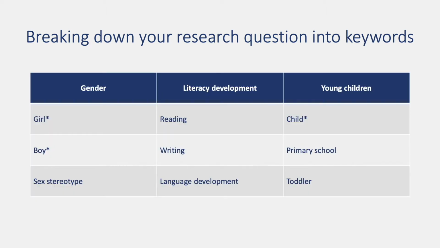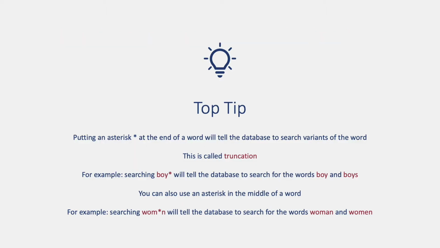So here's what I came up with. Obviously, this list is not exhaustive. You can spend as much time as you want on this and try using a thesaurus or a subject index in a database to help you. You'll notice that some of the terms have an asterisk beside the word. This is to give the database a specific instruction.